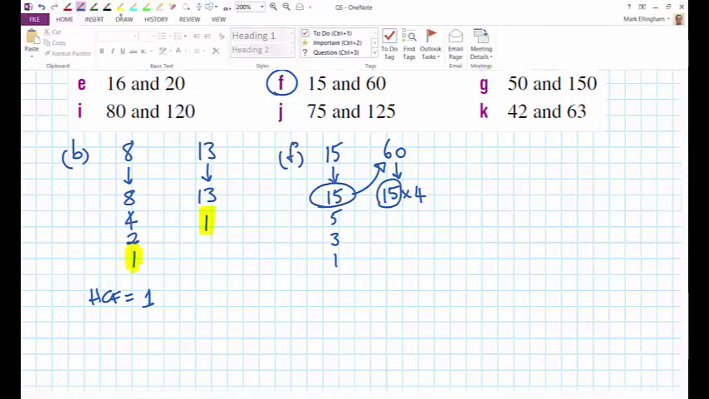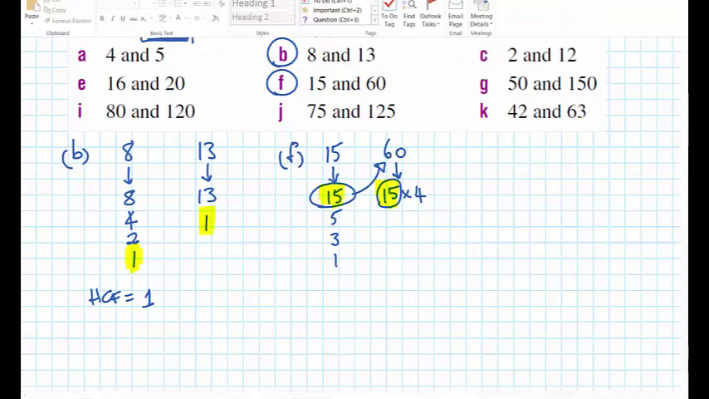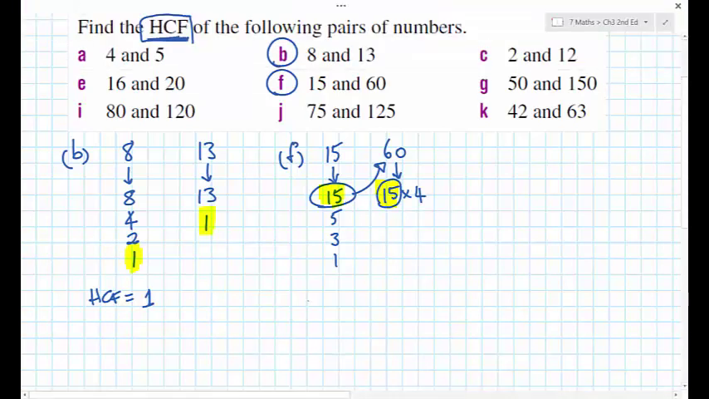So I don't need to list out all of the factors. All I need to do is identify the highest one, and this is a quick way of being able to do this. So my highest common factor in this instance is 15.